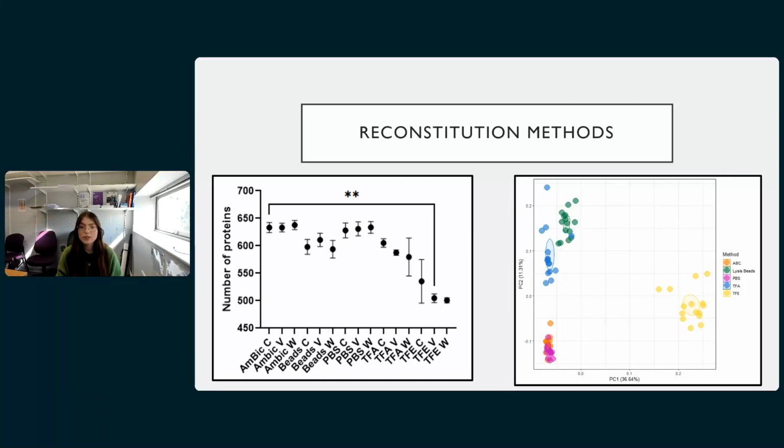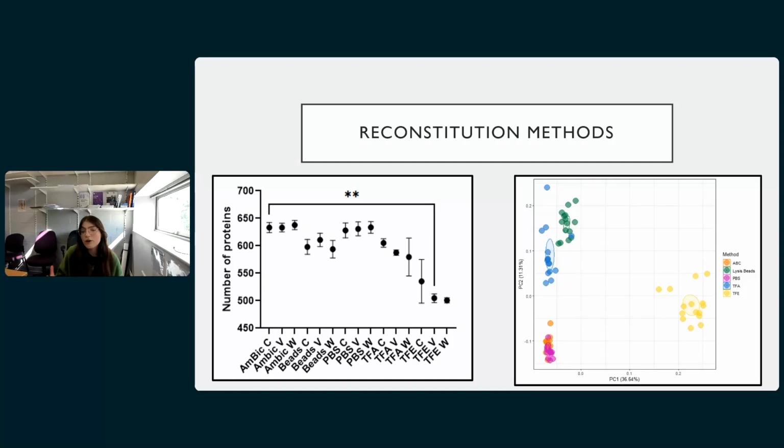Now, as you can see from the results on this slide, using ammonium bicarbonate or phosphate buffered saline, you identified the largest number of proteins with the lowest level of variation for all 3 devices that I tested. So I tested this with the Capitainer, the VAMS, and the Whatman 903, which is shown on the graph on the left by C, V, and W. So those 2 far outperformed the other reconstitution methods, and you can see on the PCA plot on the right-hand side of the screen that they also clustered really nicely on top of each other, showing that they identified very similar proteomes.